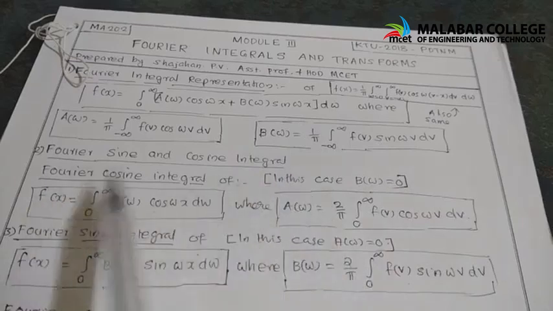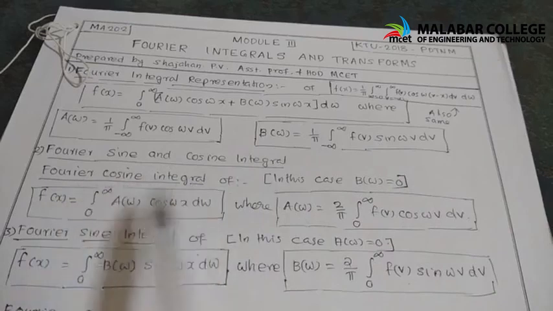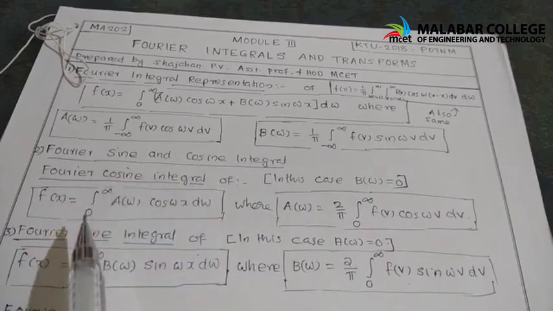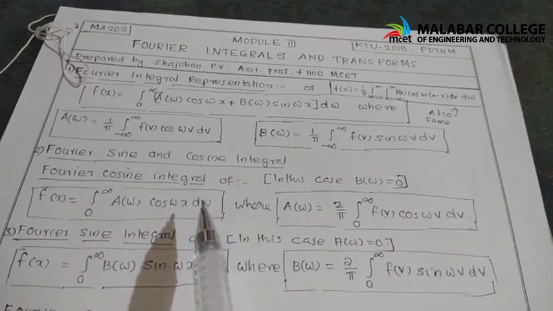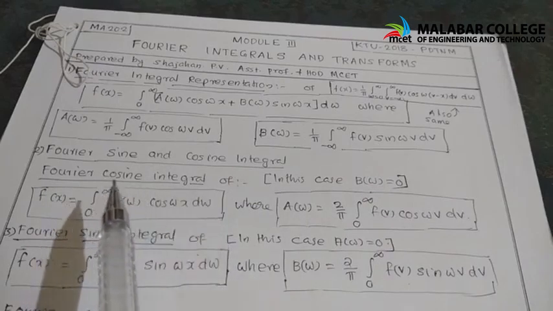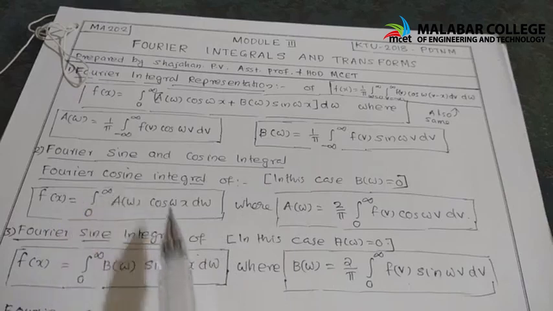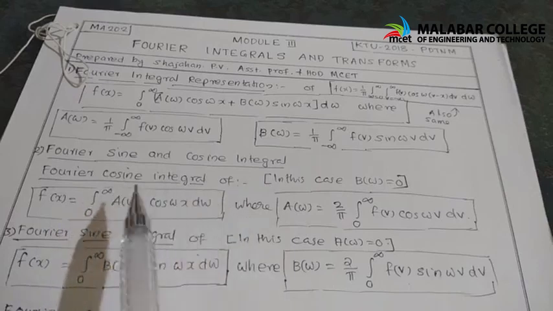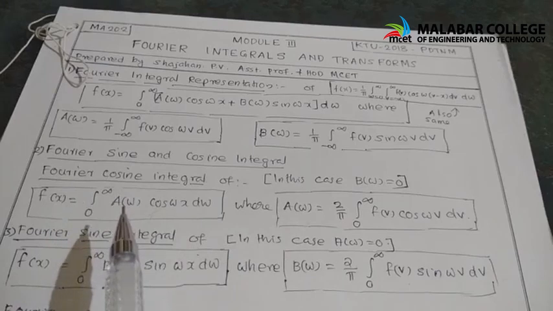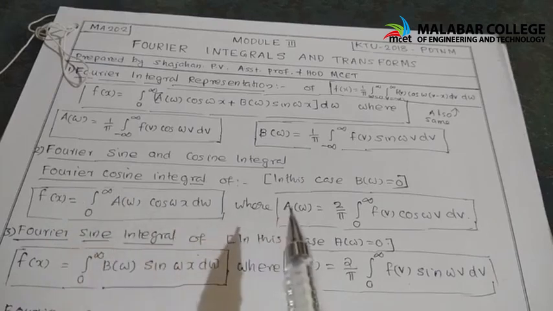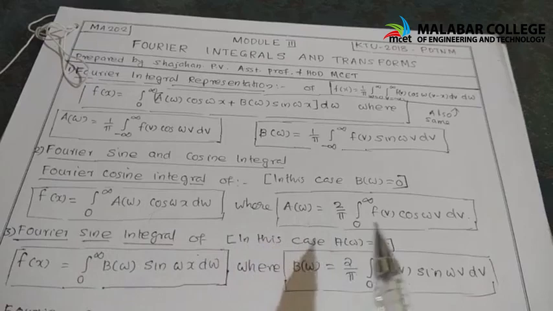The second one, Fourier sine and cosine integrals. For finding the cosine integral of a function, we use the formula f of x equal to integral 0 to infinity a omega cos omega x d omega. Note that for finding cosine integrals, there are only cosine functions, and for finding sine integrals, there are only sine functions in the formula. Here the parameter a omega equal to 2 by pi integral 0 to infinity f of v cos omega v dv.